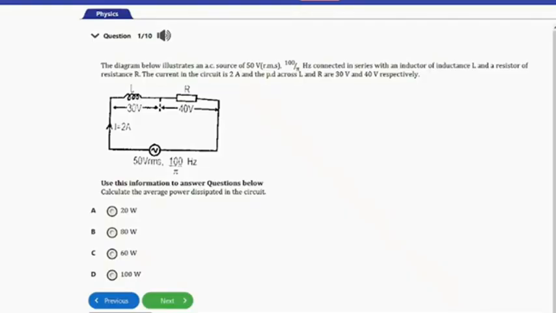It says, the diagram below illustrates an AC source of 50 volts root mean square, 100 over pi hertz connected in series with an inductor of inductance L and a resistor of resistance R. The current in the circuit is 2 amps and the potential difference across L and R are 30 volts and 40 volts respectively. Use this information to answer the questions below. Calculate the average power dissipated in the circuit.